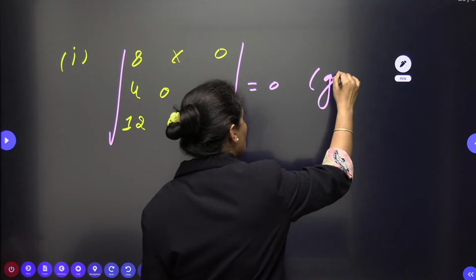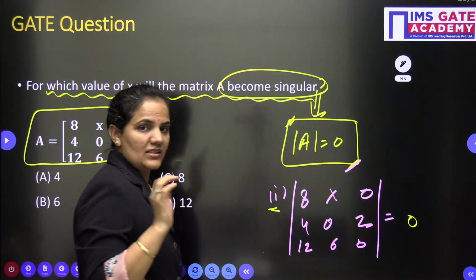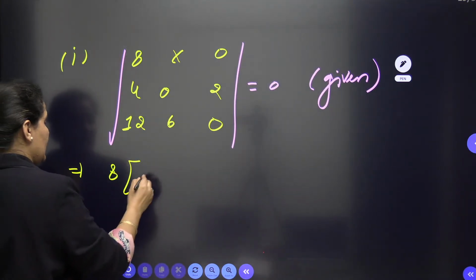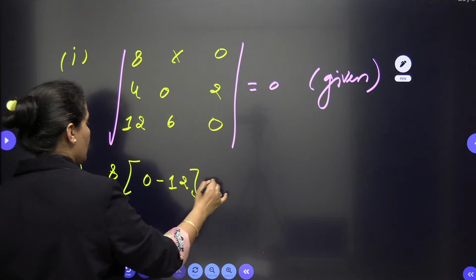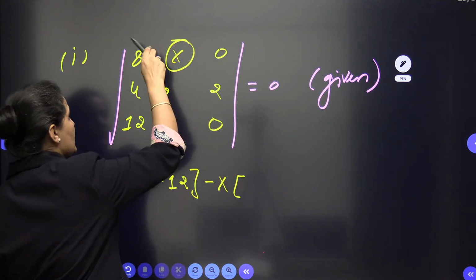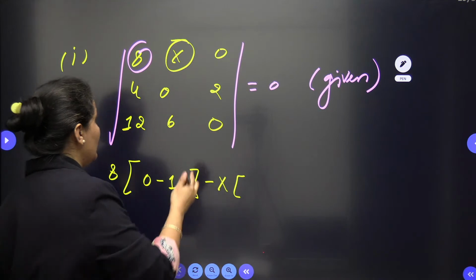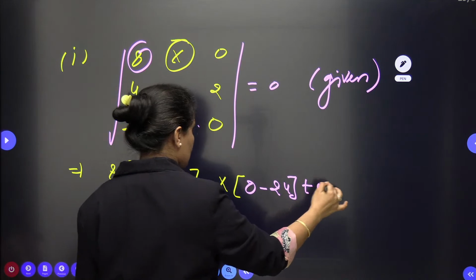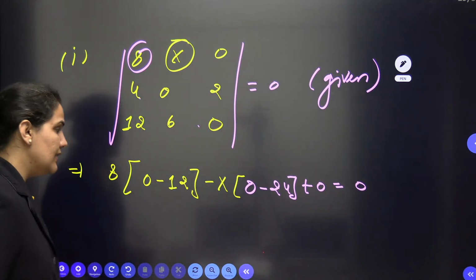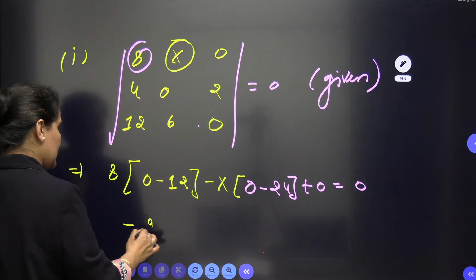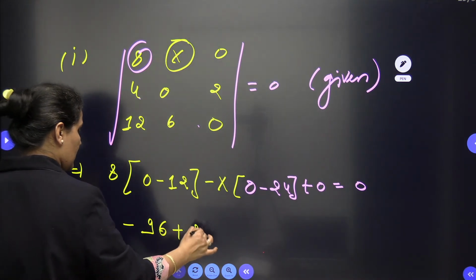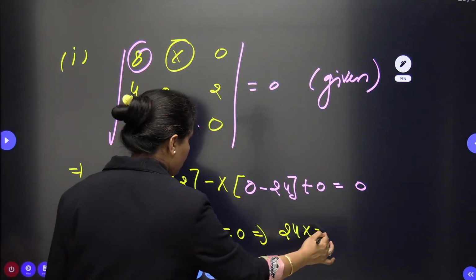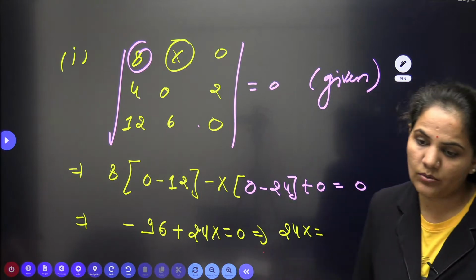Determinant is equal to 0. Why? Because the matrix is singular. This is the condition. If I approach it, then what happens? It will be 8 into (0 minus 12), minus x with respect to x. If I find the determinant, it will be minus x times (4 into 0, which is 0, minus 24), plus 0, is equal to 0, isn't it? If I solve this one, I have minus 96 plus 24x is equal to 0. If I solve it, it will become 24x is equal to 96.